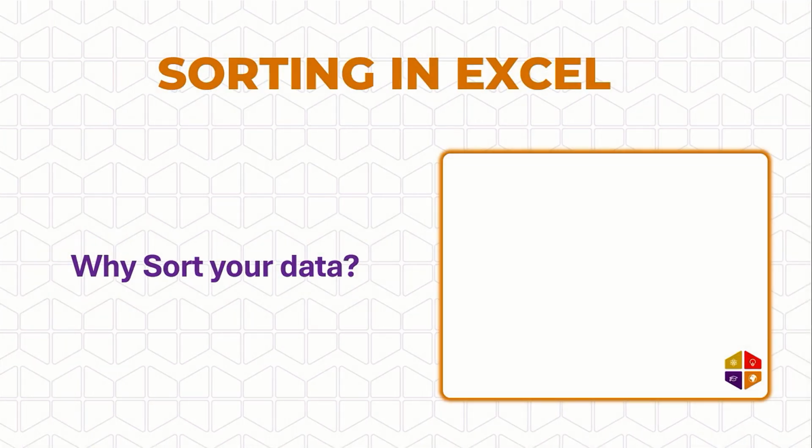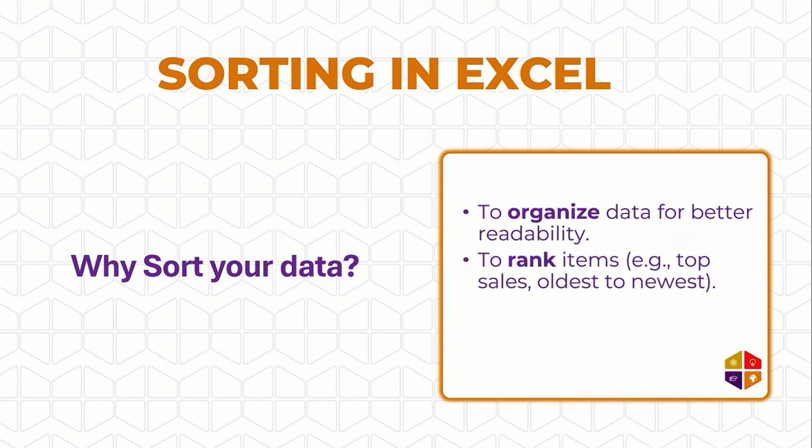So why sort your data in the first place? To quickly organize your data for better readability, right? To rank items, it could be top sales, it could be oldest to newest, right? It could also be to group similar entries together. Let's say you're sorting by local government, right? You have entries with similar local governments together.